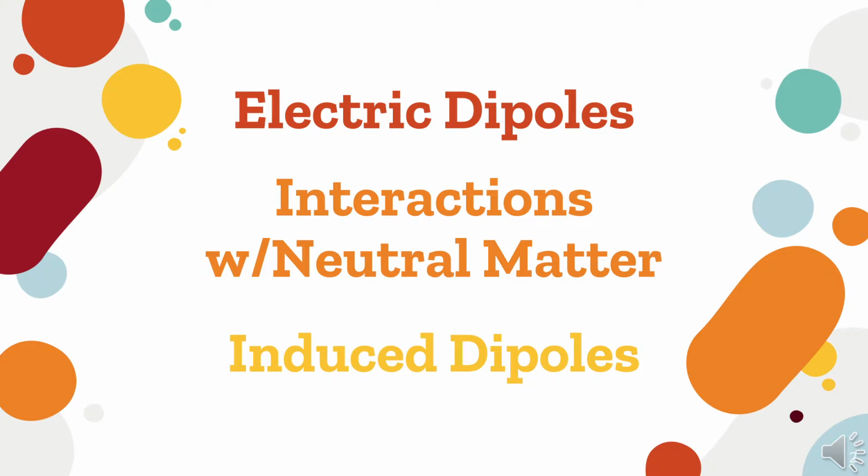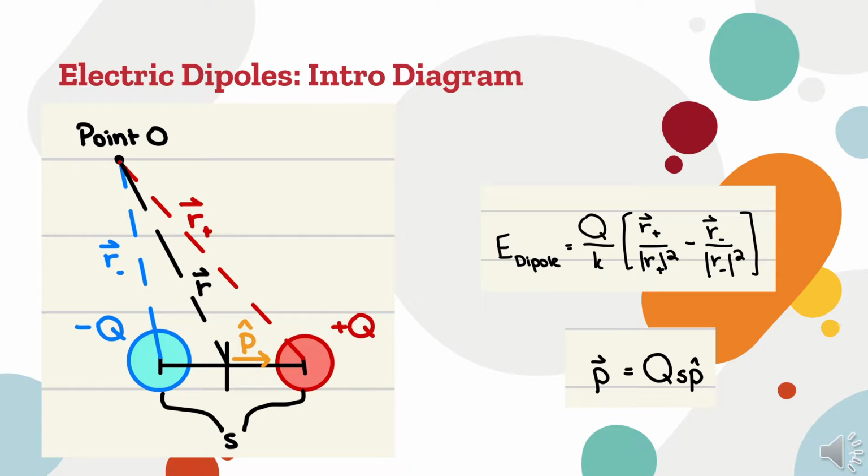In this week's EDX videos, we discussed three main topics: electric dipoles, interactions with neutral matter, and induced dipoles. Here I have a diagram representing a dipole. As you can see, the dipole has a positive and negative end. In the diagram, this dipole is affecting a particle at point O. Given information on the charge of the dipole and its distance from point O, we can find the electric field that it causes. We also learned about vector P, which represents the so-called dipole moment.